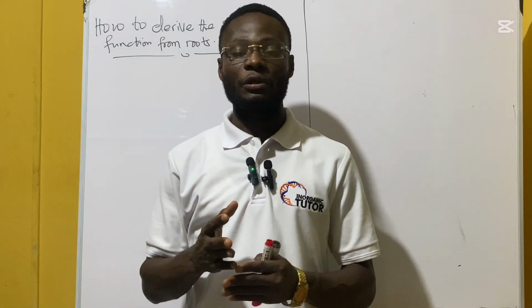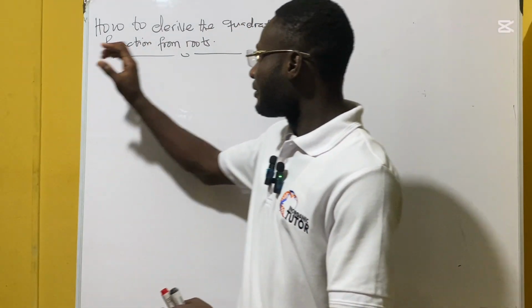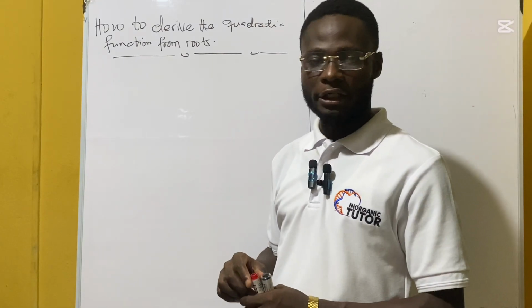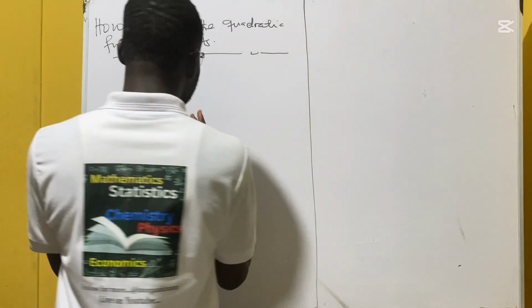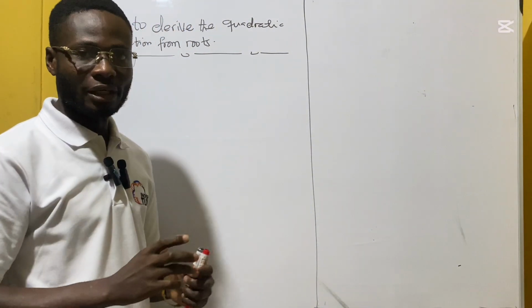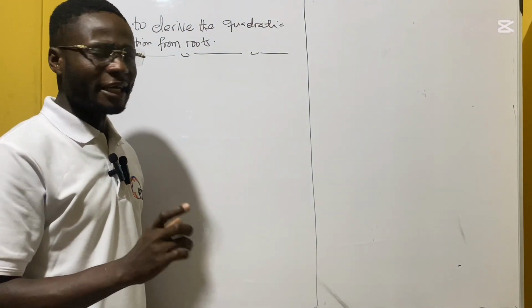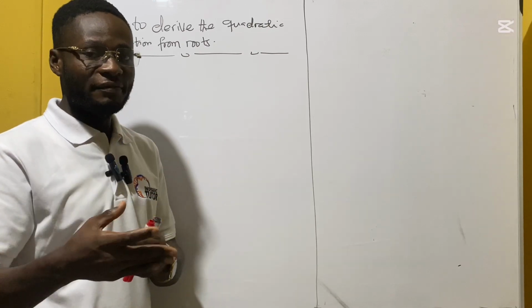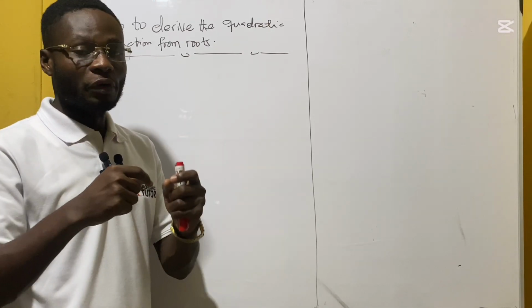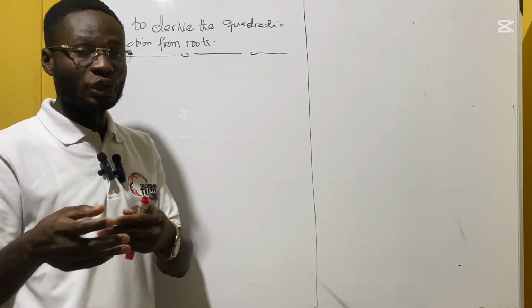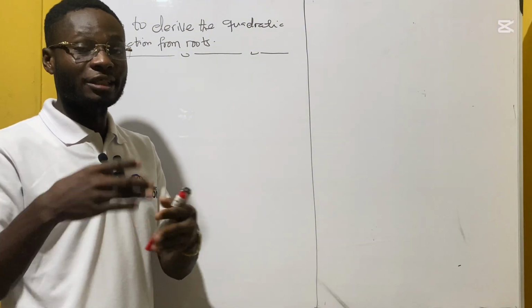In this tutorial, we are going to look at how we can derive the quadratic function from roots. Okay, so let's look at how we can handle this particular topic. Basically, if you want to derive the quadratic function from a root, then you have to assume, or you have to let some variables represent something.